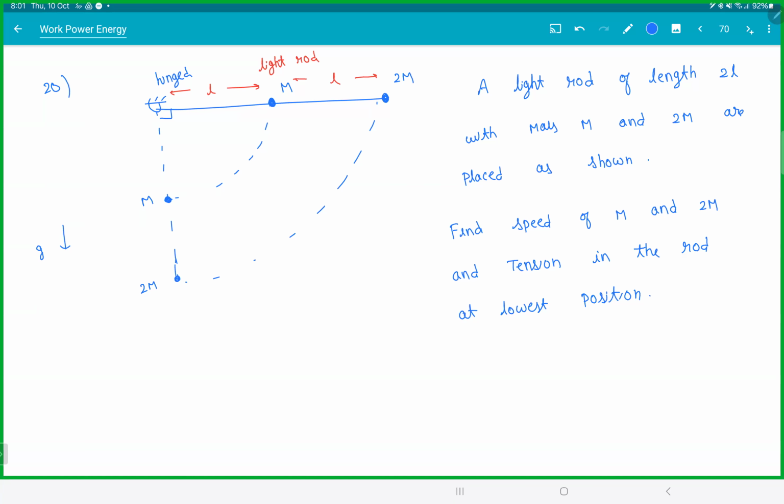Read the question. Tension in the rod. Find everywhere. Nothing is mentioned. You find everywhere. I know why there is a query. There is a trap. First find the speeds. Tension you can see later. Get the speeds first. Just give it a try and get some water and come.